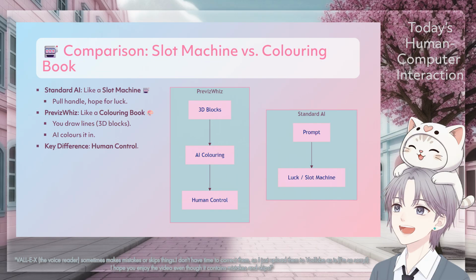Comparing this to other technologies is interesting. Standard text-to-video AI is like a slot machine. You pull the handle and hope for a good result. But PrevizWhiz is like a coloring book. You draw the lines with the 3D blocks, and the AI colors it in. It gives the human much more control. You are the boss, not the AI.